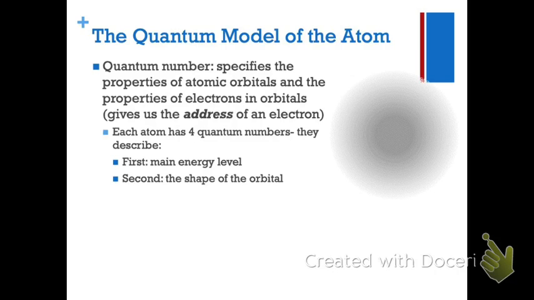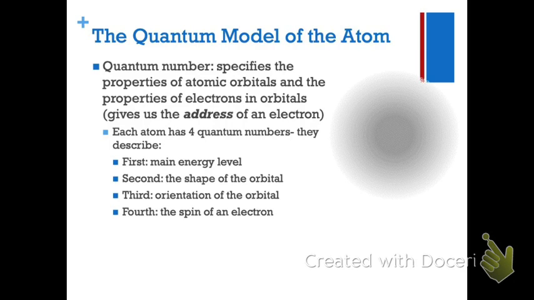The third part of the quantum number tells us the orientation of the orbital. For an s orbital, there's only one way it can orient itself around the nucleus. But there are 3 different versions of the p orbitals, 5 different versions of the d orbitals, and how many versions of the f orbitals? 7. So this basically tells us what version of the orbital it is in.